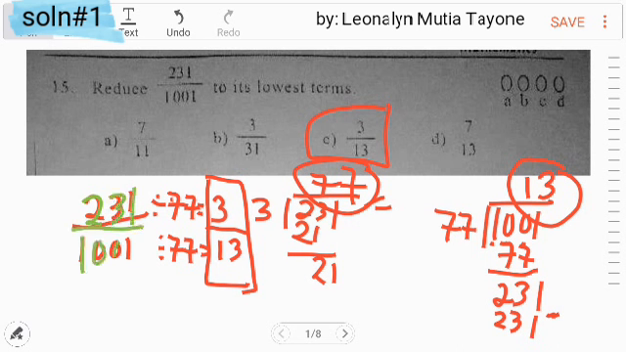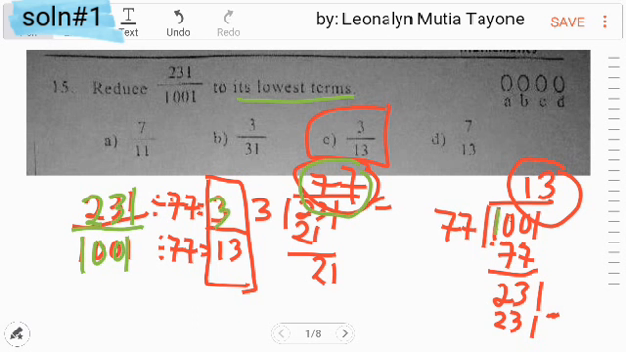231 over 1001, i-reduce daw natin to its lowest terms. Kapag mag-reduce tayo to its lowest terms, i-divide natin itong given by its greatest common factor. Mas maganda pag may prior knowledge tayo about sa divisibility rules. Para isang tingin mo lang sa 231, pwede kang gumamit ng divisibility. Hindi siya divisible ng 2, so doon ka sa 3. I-add up mo yung mga digits. Pwede siyang ma-divide ng 3. Try mo yung 3. Pag-divide mo ng 3, 77. Si 77 ang gamitin mong pang-divide sa 231, kaya 3 ang sagot mo dyan.